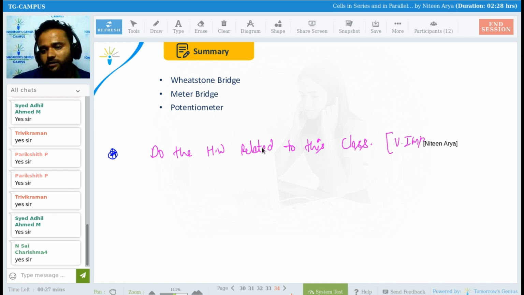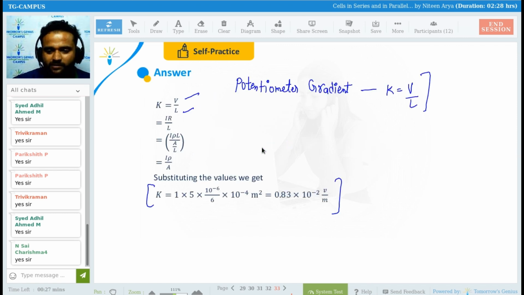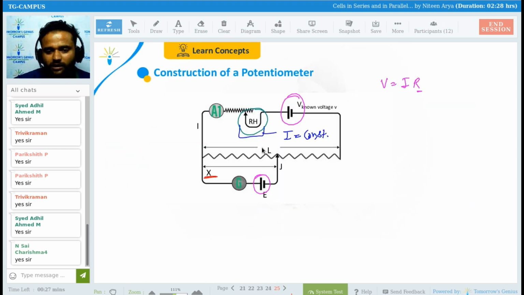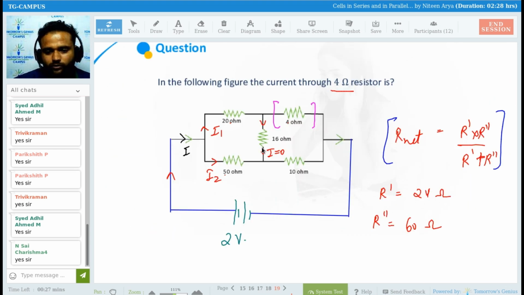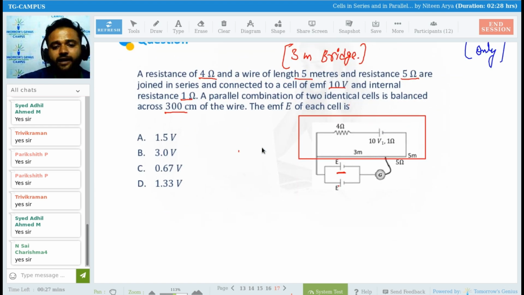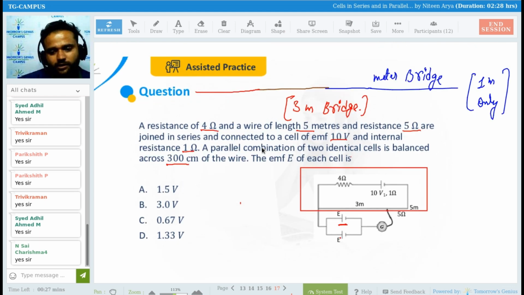Moreover, let's come back to slide number 17 once for you guys. I mean, I can teach you without that also. This question can be easily solved with the help of potentiometer knowledge. Now, how and why? We need to find the EMF of a cell, and the EMF of both the cells is equal because the cells are identical.